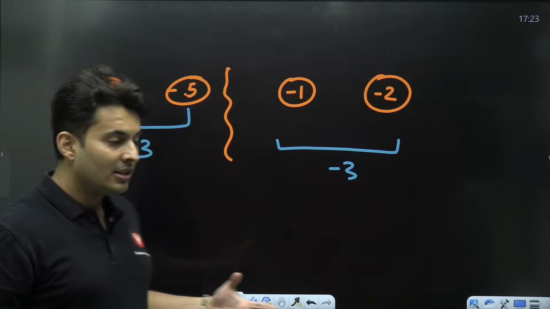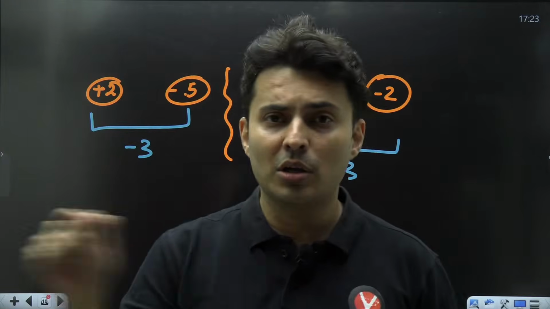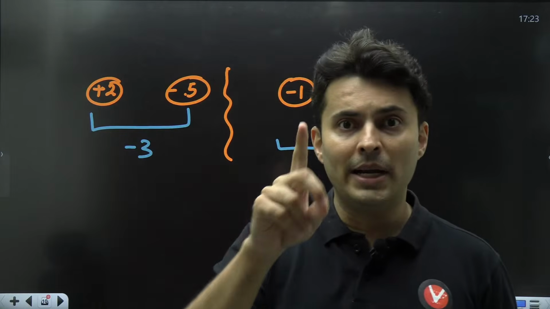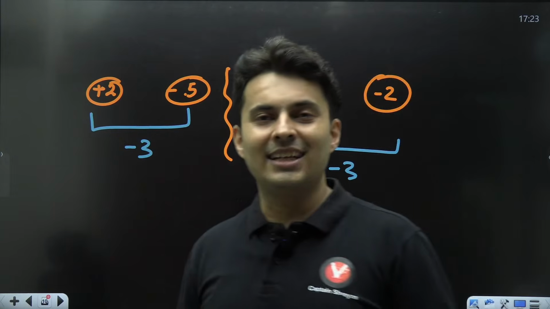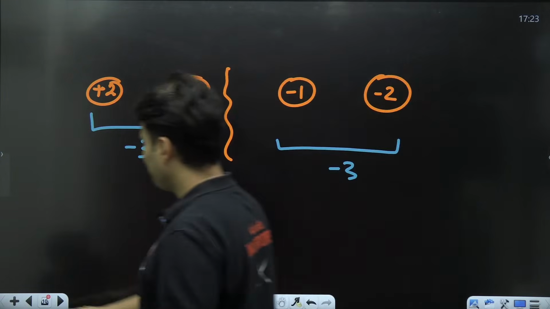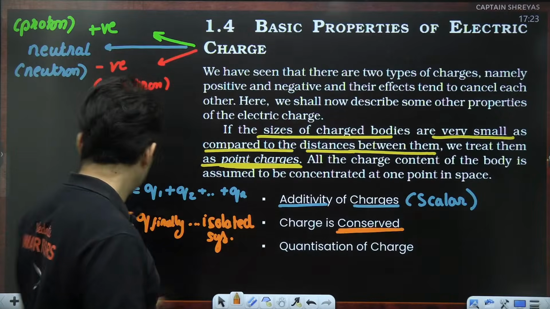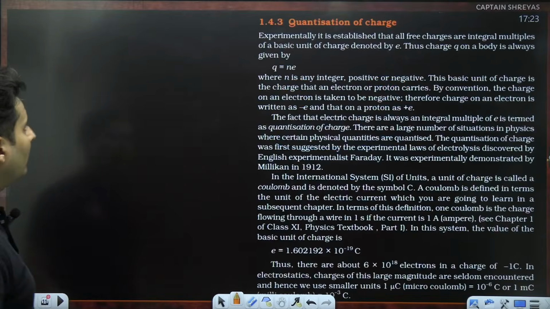Isolated means, imagine you're inside a classroom and the teacher locks the door. Isolated. Nobody will go out, nobody will come in. That's an isolated system. So no charge can go out, no charge can come in. Last one, quantization of charge. We'll talk about it in the slide after this.